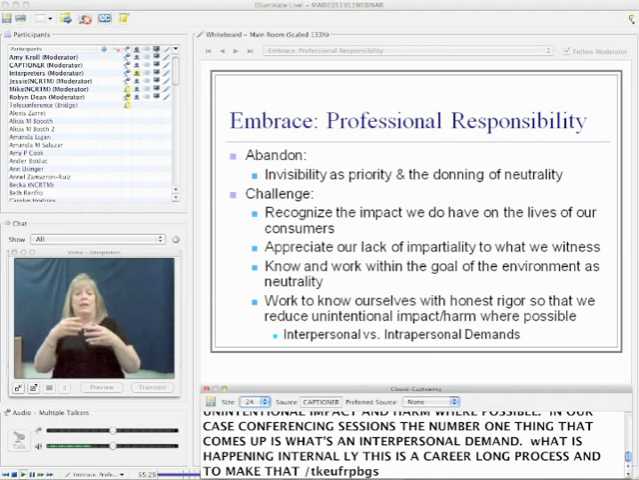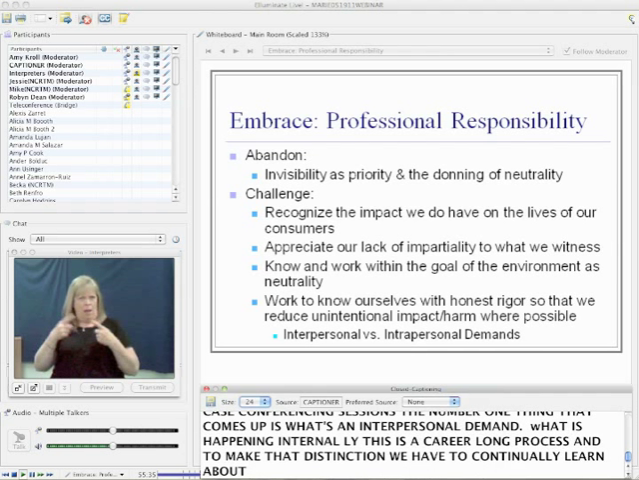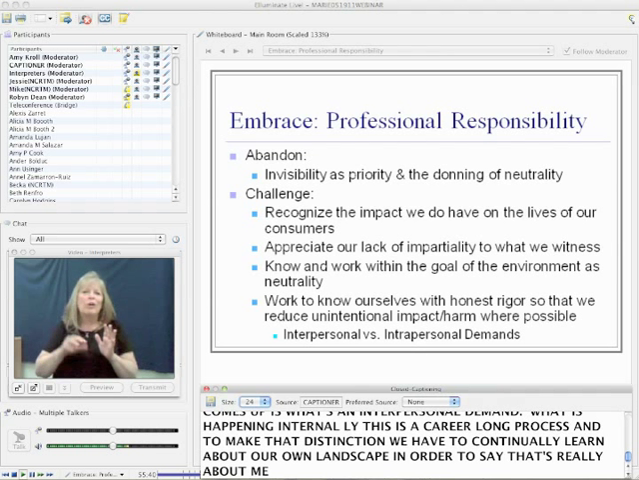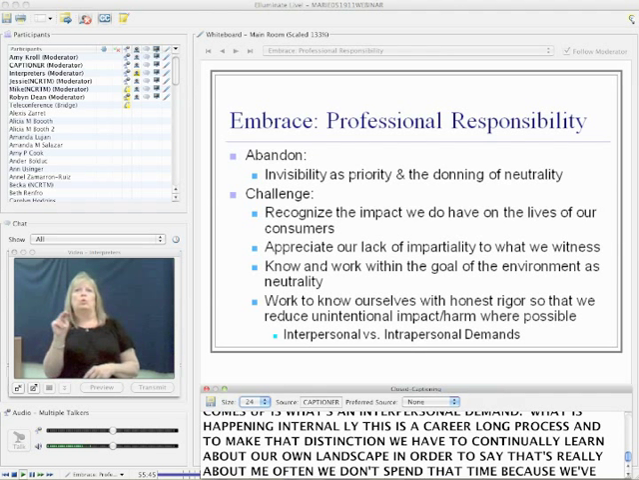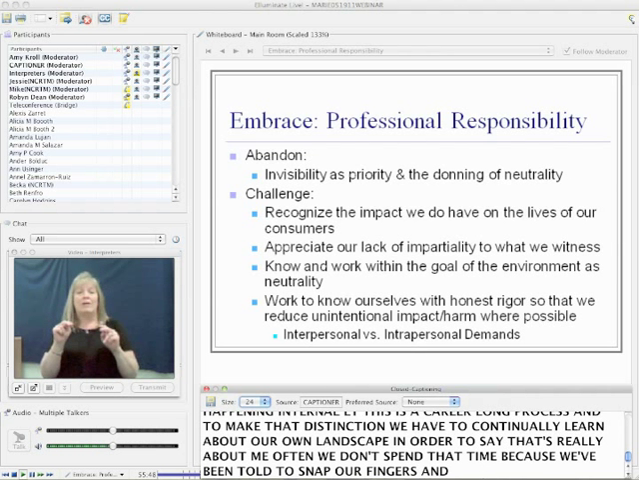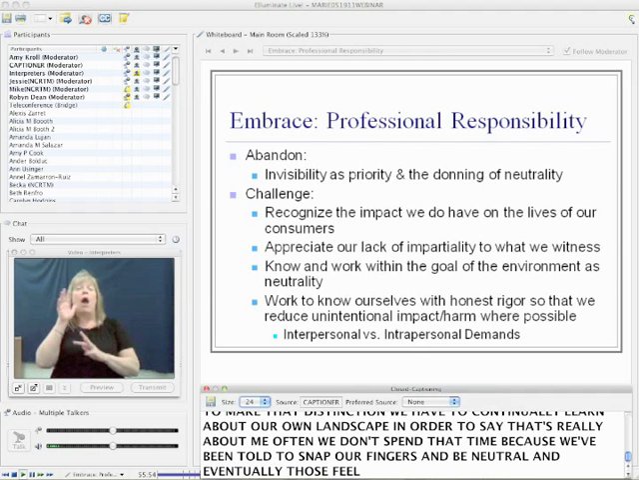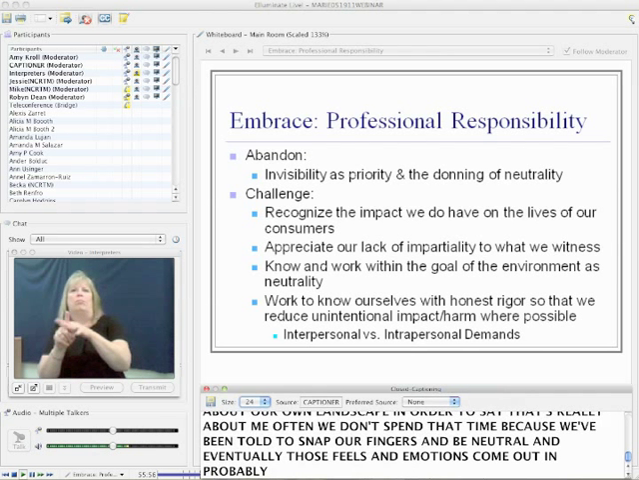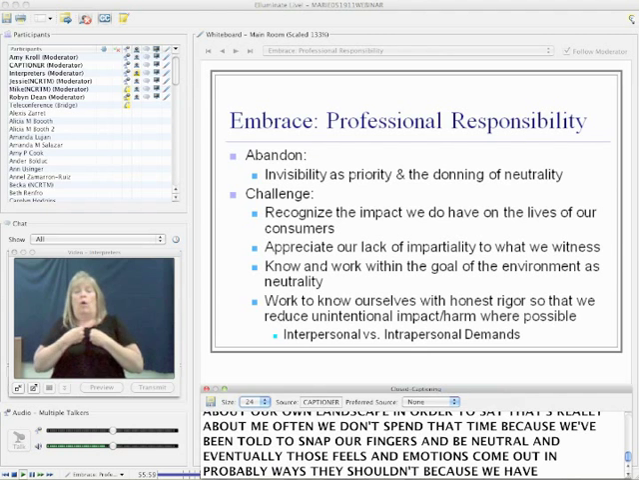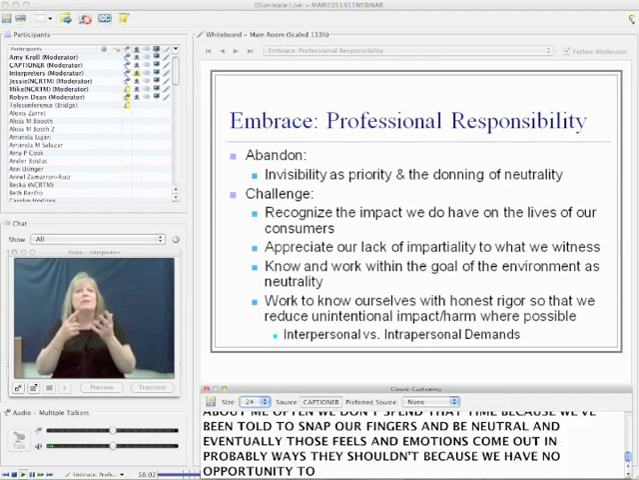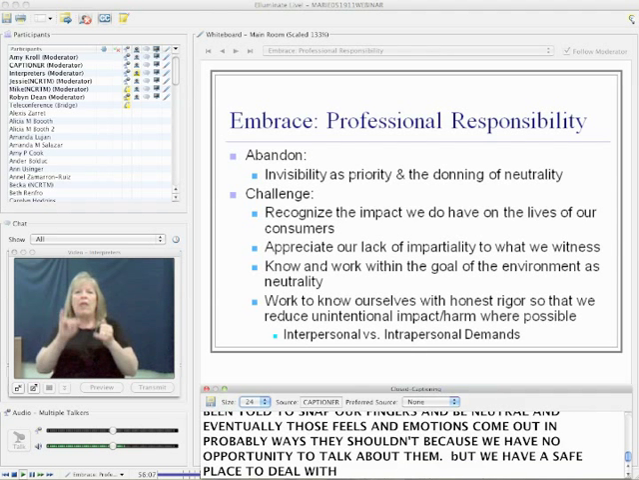We have to continually learn about our own intrapsychic landscape in order to be able to say, wow, that's really about me. Oftentimes interpreters don't spend that time because we've been told on some level to don neutrality, to just snap our fingers and be neutral. And what that usually ends up meaning is that we stuff our feelings and emotions, and eventually those feelings and emotions come out in ways that they shouldn't, because we have no opportunity to talk about them. We have no opportunity to express them and understand them so that we have a safe place to deal with them, so that they don't begin to eke out into the interpersonal realm of the interpreting assignments.